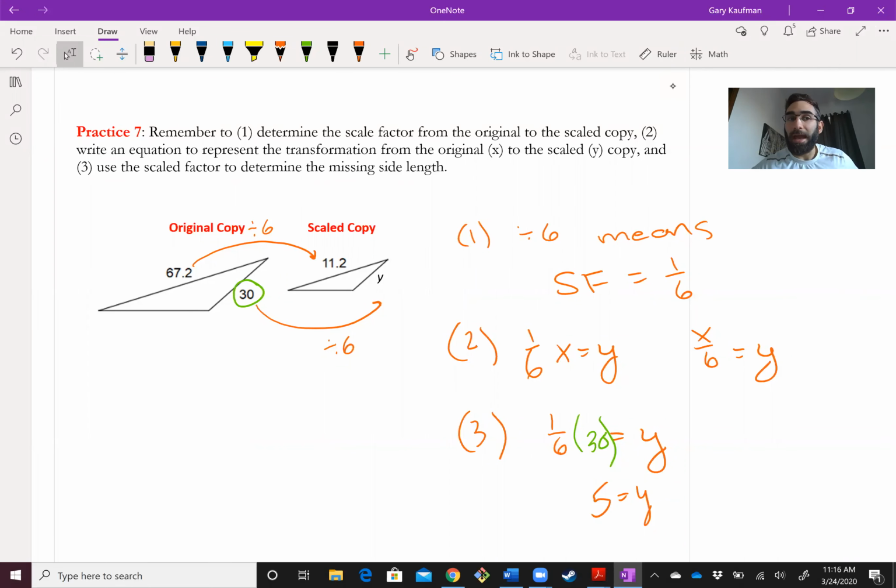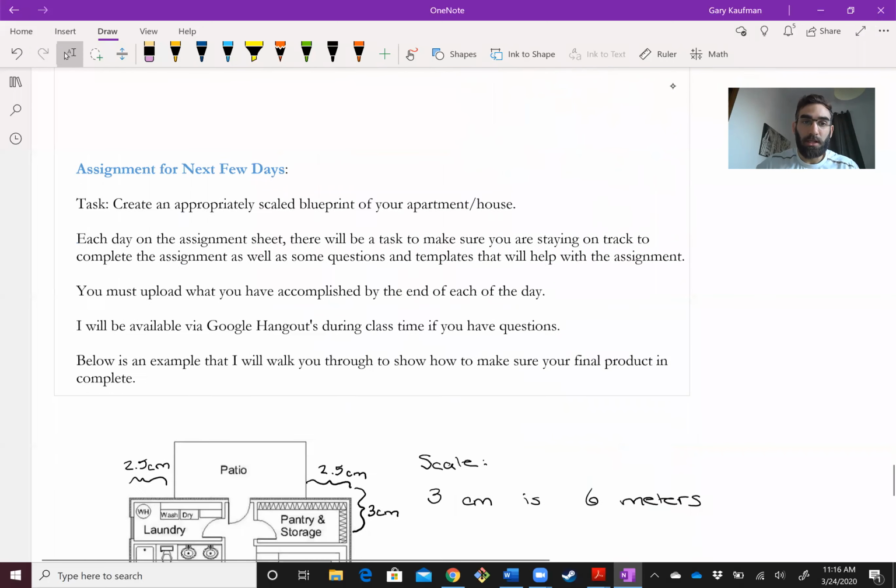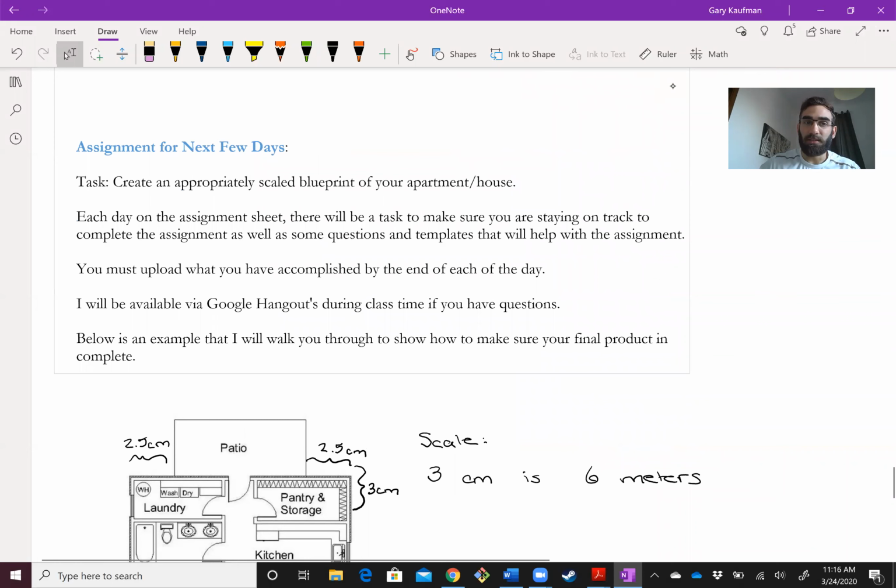Now, as I go on, the rest of this lesson is me sort of setting up an expectation of what to expect going forward. So make sure you listen carefully to hear what we're doing this unit. So here's the assignment for the next few days. My goal is to get you guys off the computer and get you moving a little bit. So what you are going to do is create an appropriately scaled blueprint of your apartment/house.